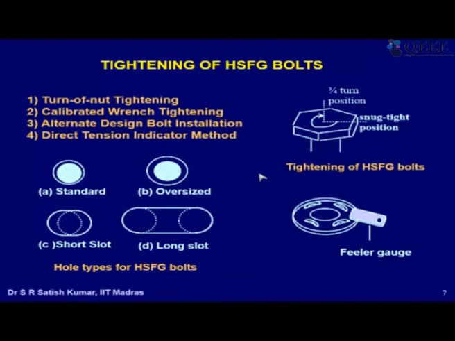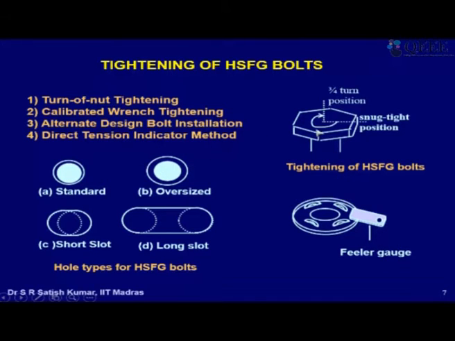Because if I try to tighten it further, I will develop more pretension in the bolt, and there is a risk that my bolt may snap off. If it snaps off, then again I have to put a new bolt and start the whole process again. I'll lose one bolt. So that is the reason why we should be able to give exactly the required amount of tightening. Then there are alternate bolt installations like washers with embossings which can tell you how much your bolt is pretensioned. Direct tension indicator methods are there. We'll skip that because they're not commonly used right now.